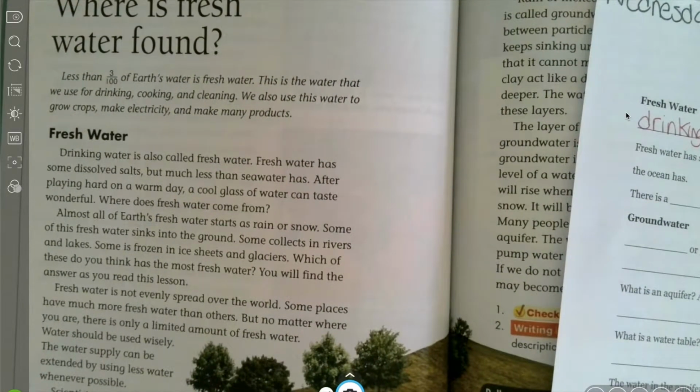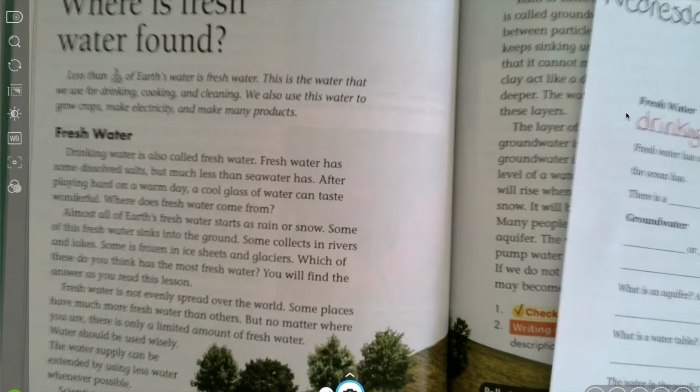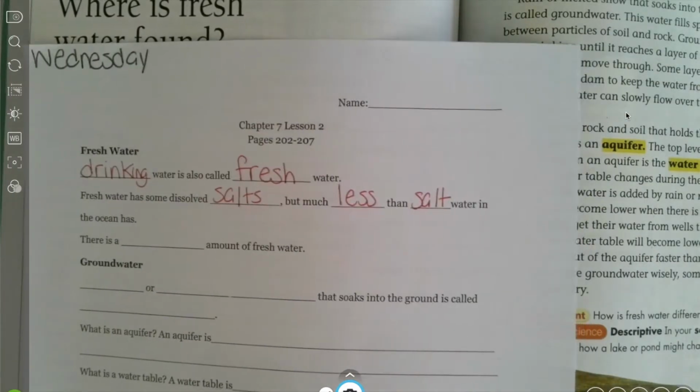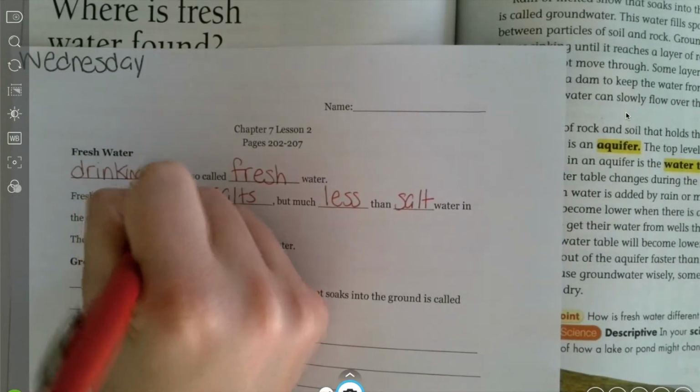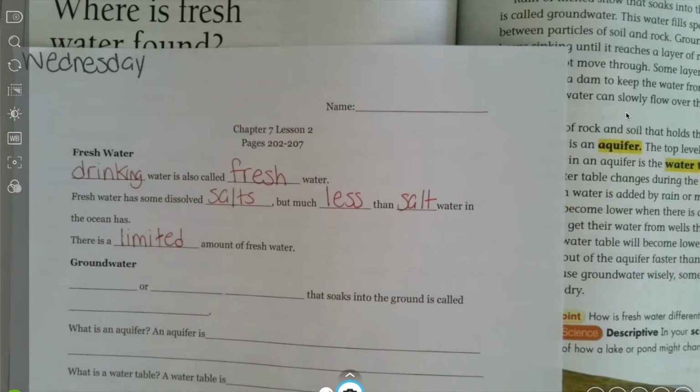Fresh water is not evenly spread over the world. Some places have much more fresh water than others, but no matter where you are, there is only a limited amount of fresh water. Water should be used wisely. The water supply can be extended by using less water whenever possible. So the other thing is there is a limited amount of fresh water, which is why we need to use our water wisely.